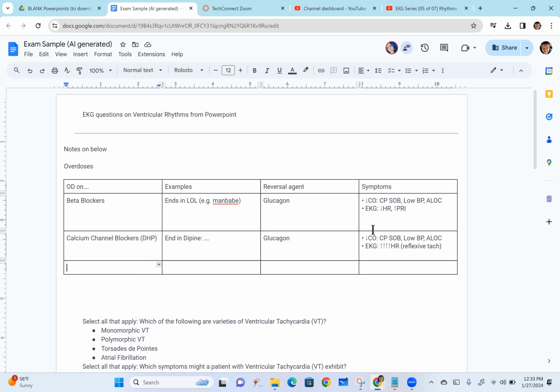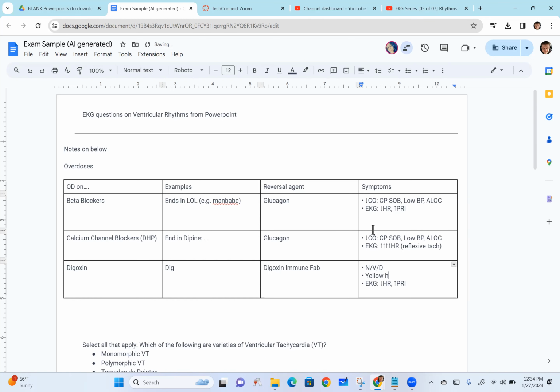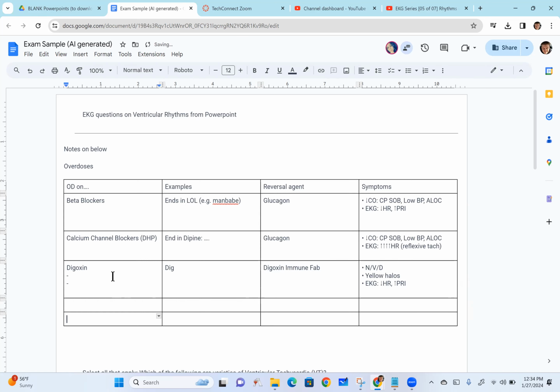Well, one more EKG one. Good. Digoxin, for example, DIG, right? And then the reversal agent is, and then the side effects. Good. So you got nausea, vomiting, diarrhea, and we have yellow halos, right? And the EKG changes are going to be low heart rate, right? And if you don't know what digoxin is, you can put some more details on digoxin there. And then some other agents.